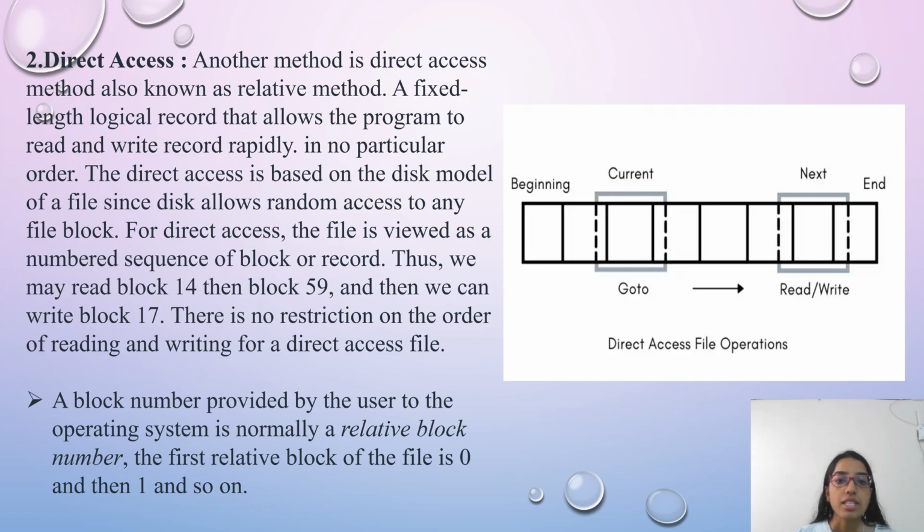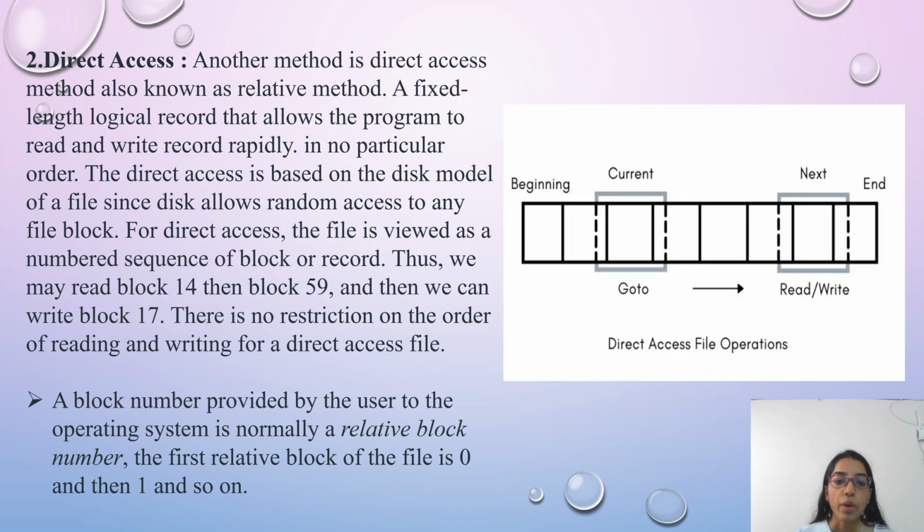The direct access is based on the disk model of a file, since disk allows random access to any file block. For direct access, the file is viewed as a numbered sequence of blocks or records. Thus, we may read block 14, then block 59, and then we can write block 17. There is no restriction on the order of reading and writing for a direct access file.